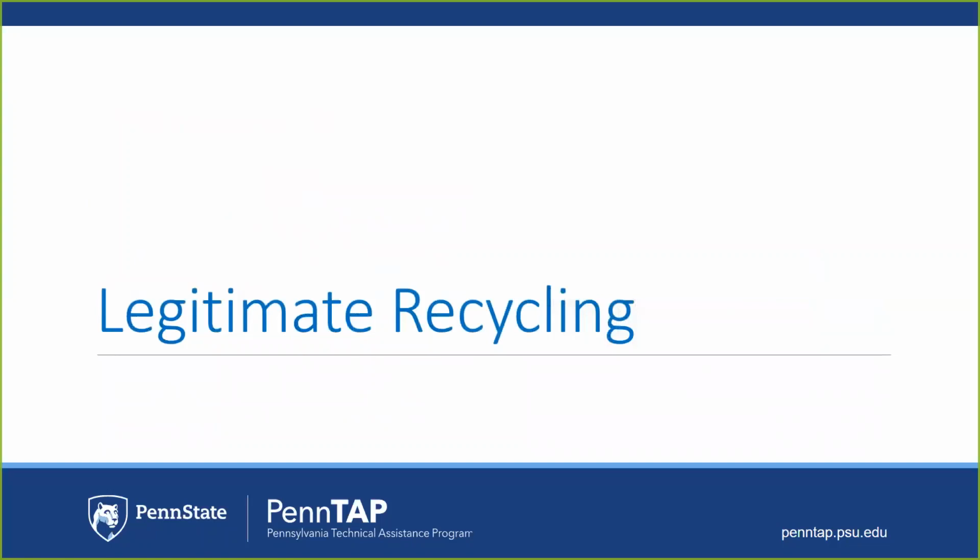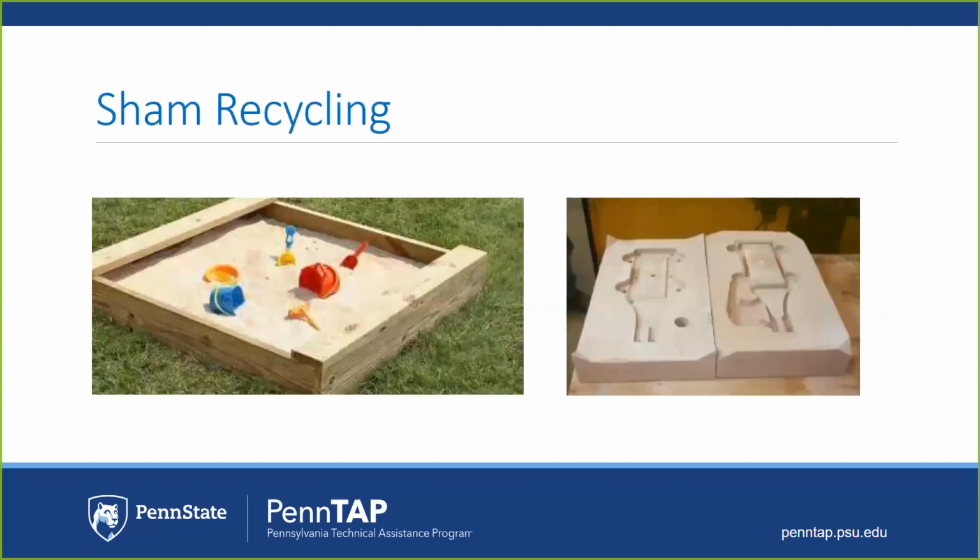An overall goal of the DSW and its exclusions is to promote legitimate recycling. We will spend the next few slides discussing how legitimate recycling is defined. We can clarify what we mean by legitimate recycling through the counterexample of sham recycling. Sham recycling is an attempt to circumvent the rules that govern hazardous waste disposal by falsely characterizing the mishandling of hazardous waste as recycling.